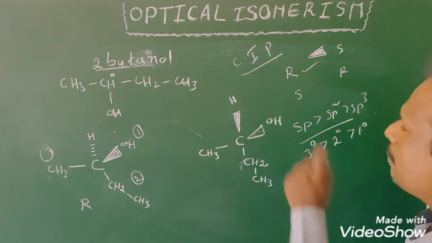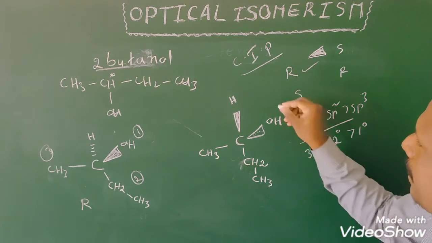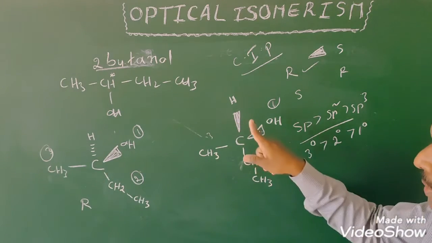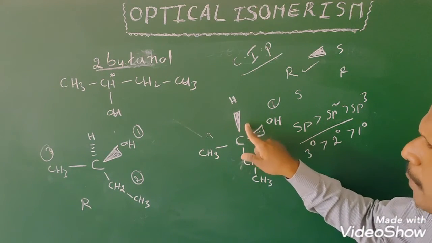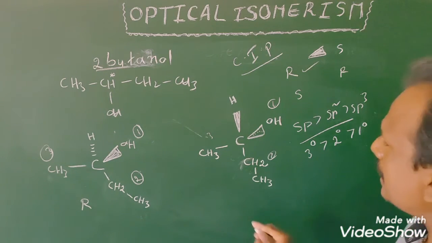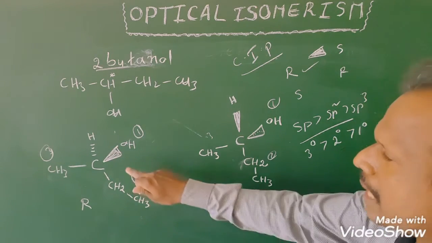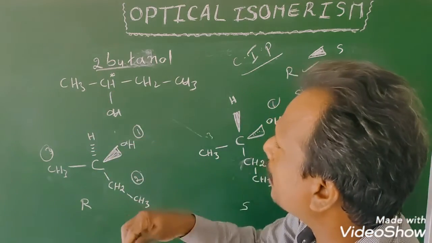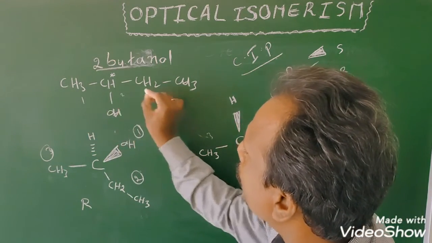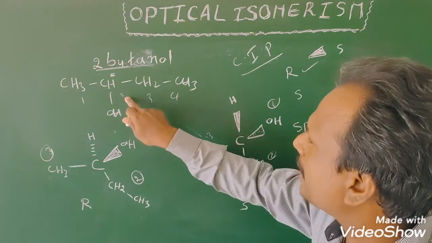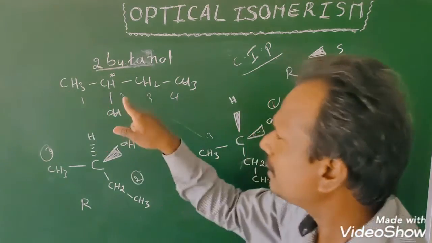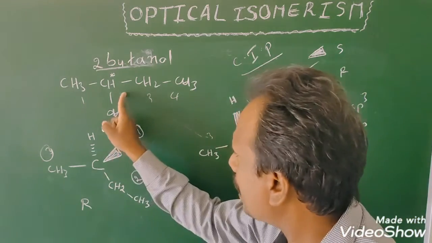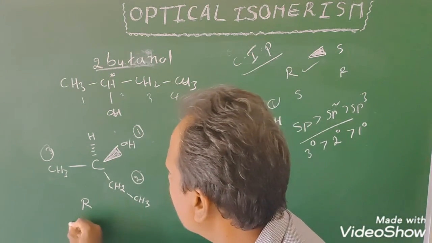What is the chirality of this carbon? OH is 1, this is 2, this is 3, clockwise. But the small group is above the plane, so the chirality is S. Its complete name: what is the number of the chiral carbon? In IUPAC nomenclature, it is the second carbon. It is 2-butanol, 1, 2, 3, 4. The chiral carbon number is 2, so the second carbon is the chiral carbon. We mention the chirality as 2R.